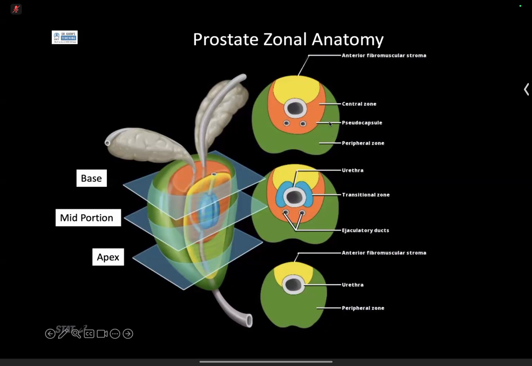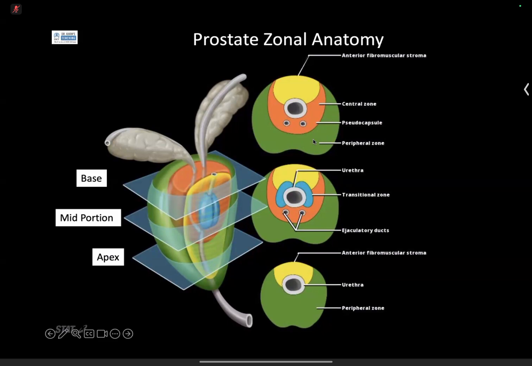Now, the zonal anatomy changes, which is depicted here, and you can revise it later on. But just to highlight that this green zone is in all of these areas. So starting from the base till the mid, from into the mid portion and into the apex, it is larger. Look at this yellow zone, which is the anterior fibromuscular stroma, and this is anterior to the urethra, and it decreases in size. Tumors do not originate in this zone.